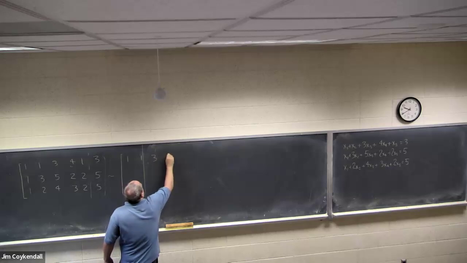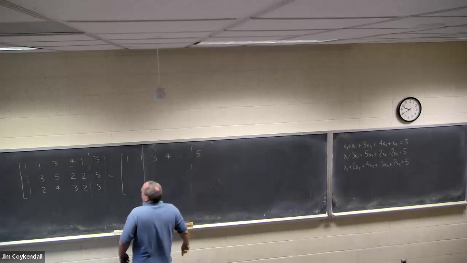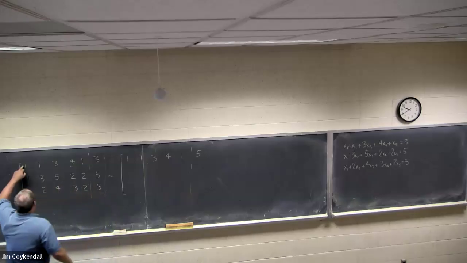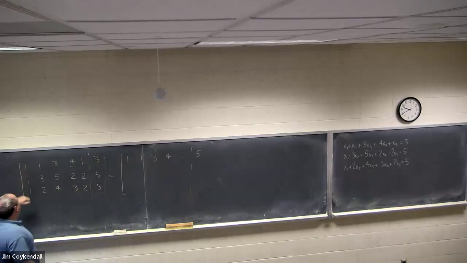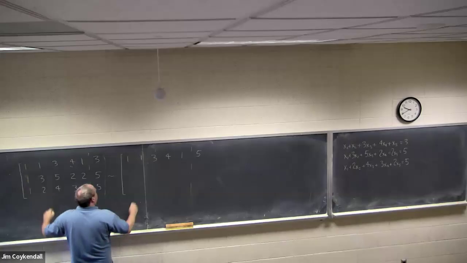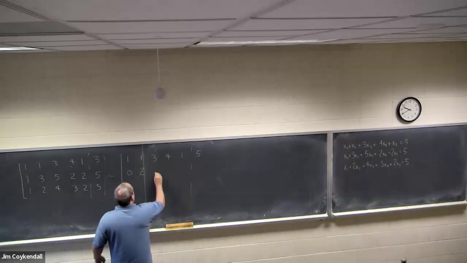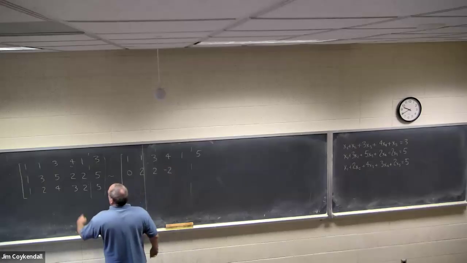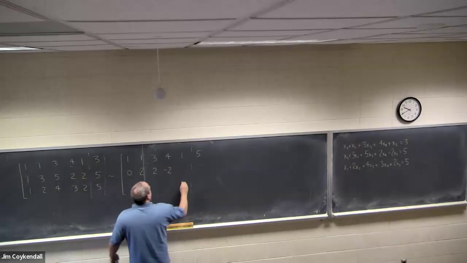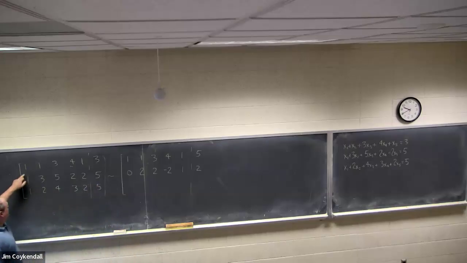1, 1, 3, 4, 1, 5. I'm just going to multiply this by -1 and add, multiply by -1 and add, like that. So it's going to give me 0, 2, 2, -2, 1, 2. Right, times -1 and add.